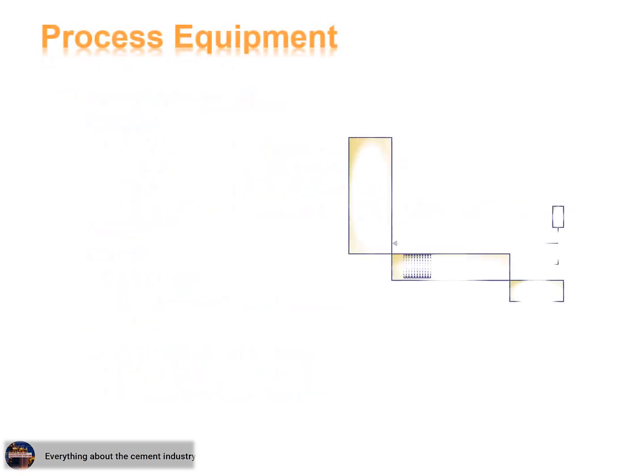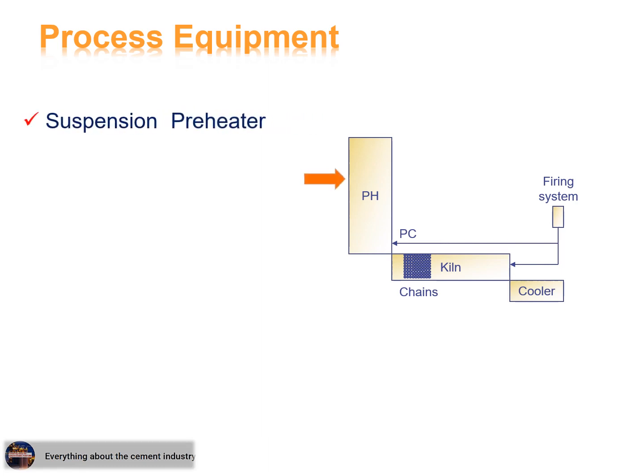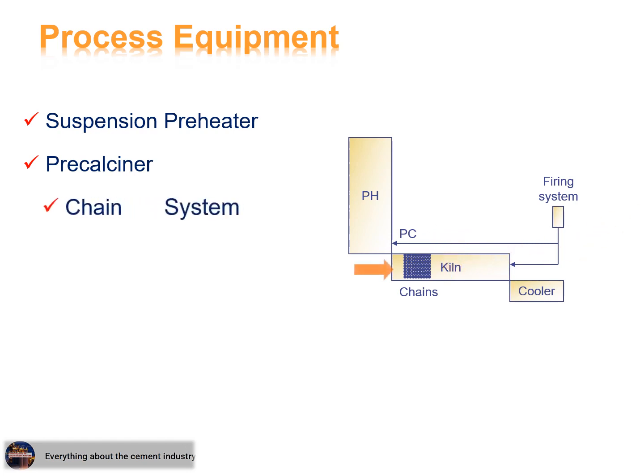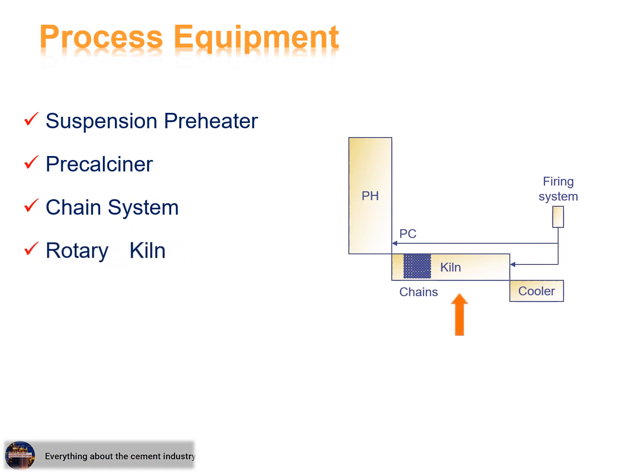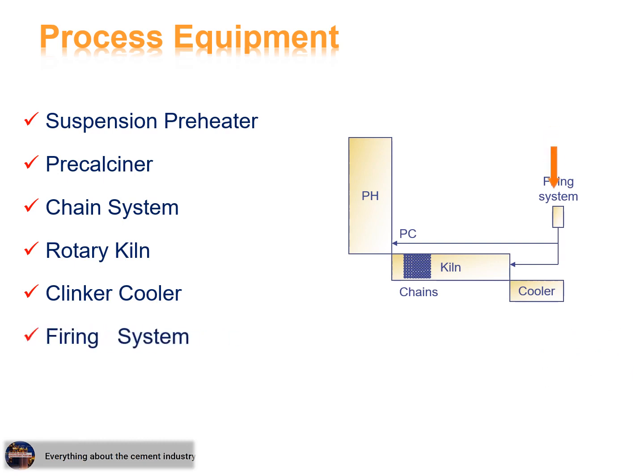Process equipment in a dry system. 1. Suspension preheater. 2. Precalciner. 3. Chain system. 4. Rotary kiln. 5. Clinker cooler. 6. Firing system.